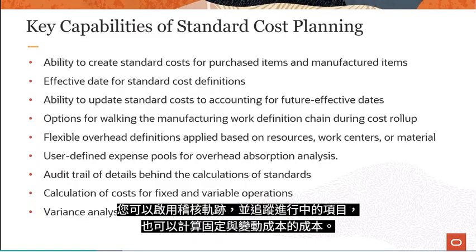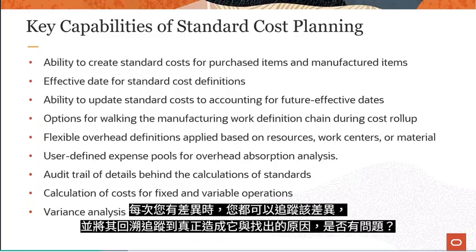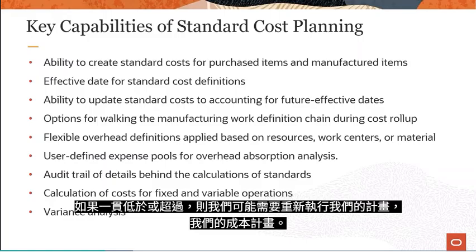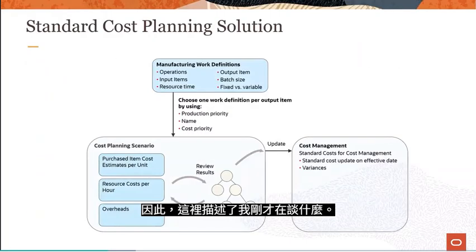You can enable the audit trail, and you can track what's going on, and you can calculate costs for fixed and variable costs. And anytime you have a variance, you can track that and track it back to actually what caused it and figure out, do we have an issue? Is it a one-off? If it's consistently under or over, then maybe we need to re-roll our plan, our cost plan. So here is a depiction of what I was just talking about.